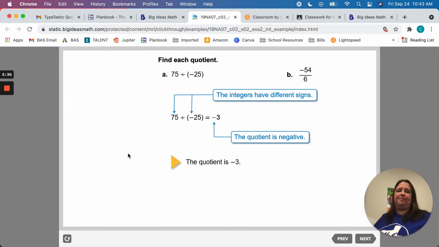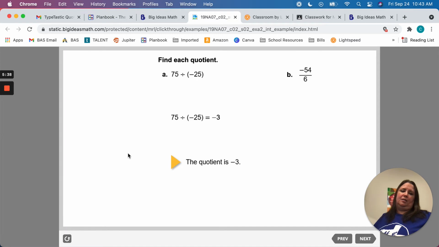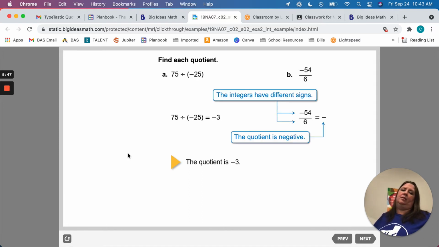Let's do B. So for B, we have a negative divided by a positive. What sign is my answer going to be? A negative. And 54 divided by 6. 6 times 9 is 54. Very good. So your answer will be negative 9. Now you got to get up and get it. All right. Keep going on your try-its. Good job.